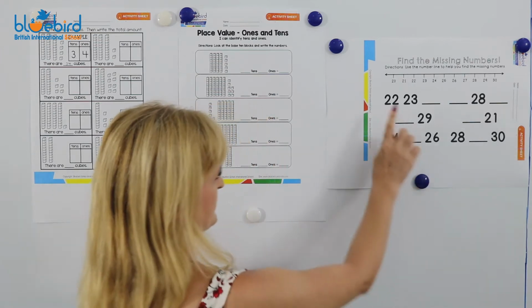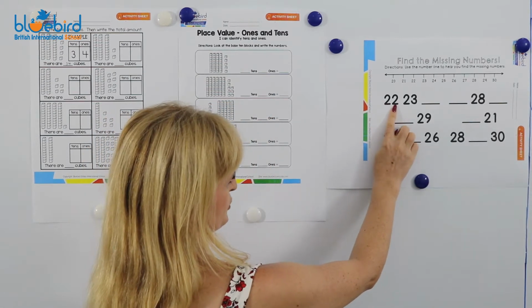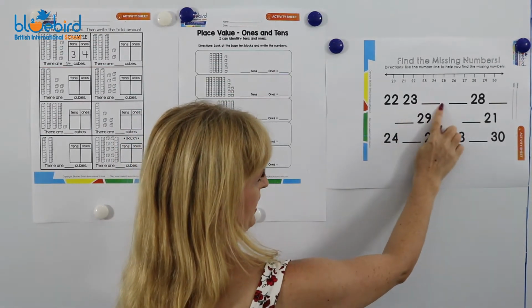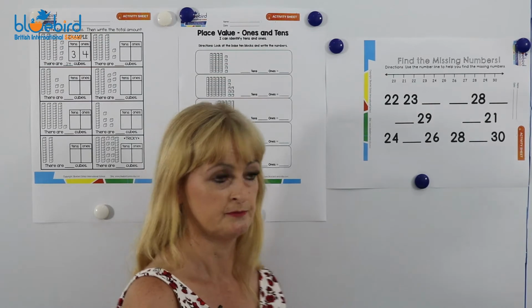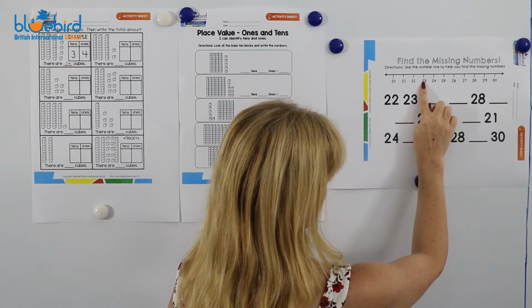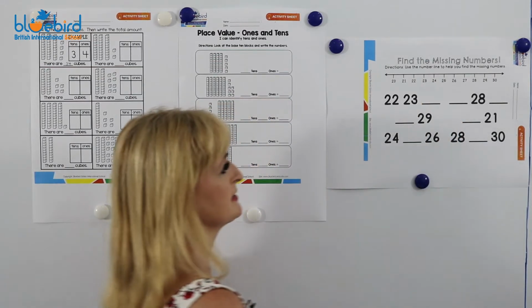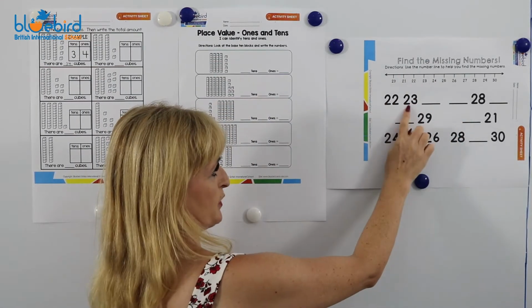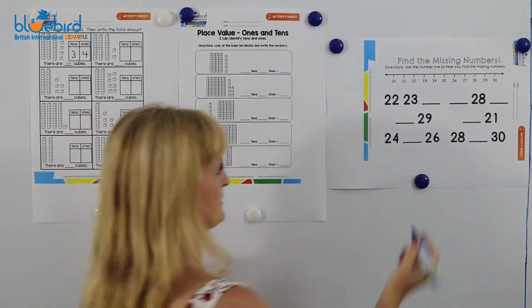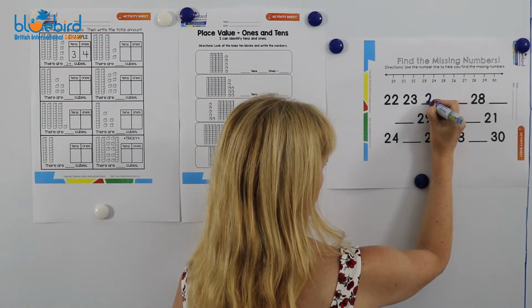Our first number, 22. The next number, 23. So we have to find our missing number. Now we can look at the top of our number line and it can help us find the next number. So we count 22, 23, 24. So we write in number 24.